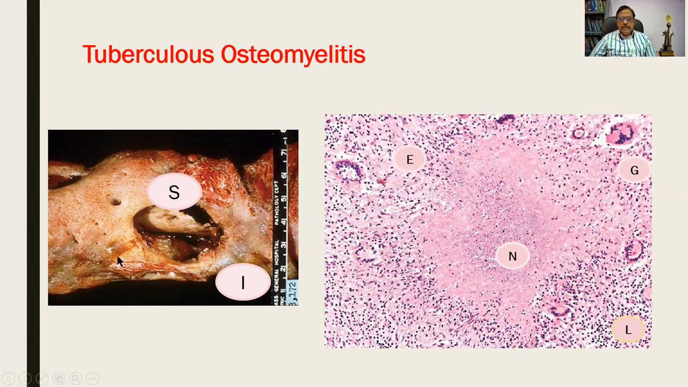And look at this chronic osteomyelitis. There is a dead bone inside and there is a reactive and thickened new bone formation called the involucrum.